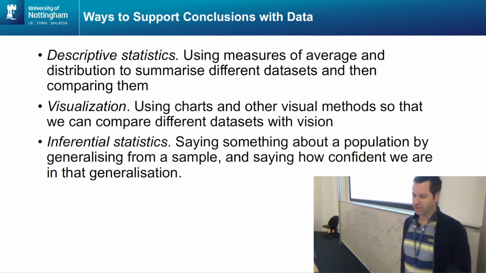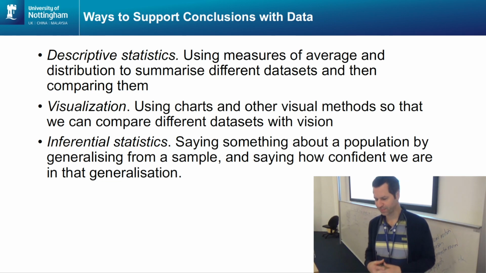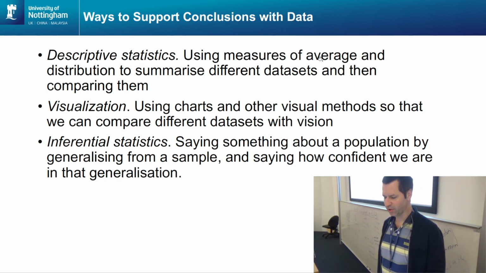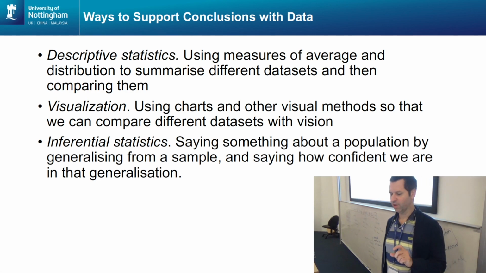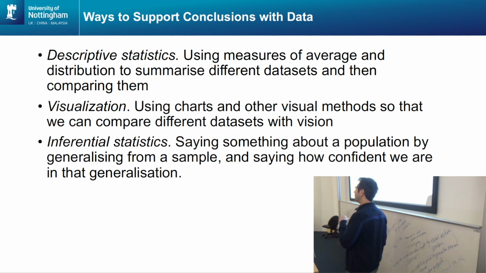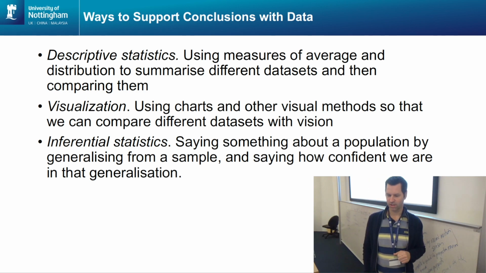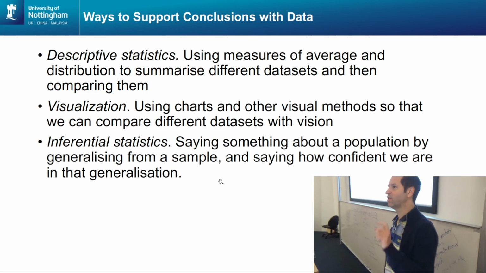And statistics are usually descriptive, right? They're trying to provide a summary of what you're seeing, or a summary of a data set. So using measures of average and distribution to summarize different data sets and then compare them. So these are often used to make comparisons between data sets, right? We can also use visualization like in the previous slide, so we can see the data that we're generating the statistics about. And then inferential statistics are based on sampling, right?